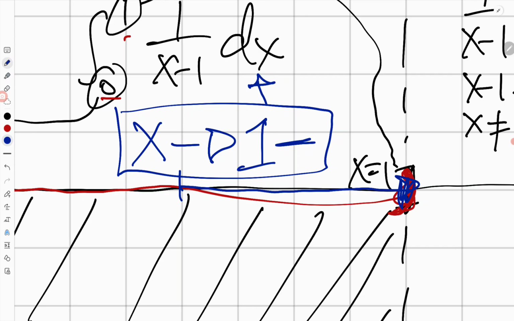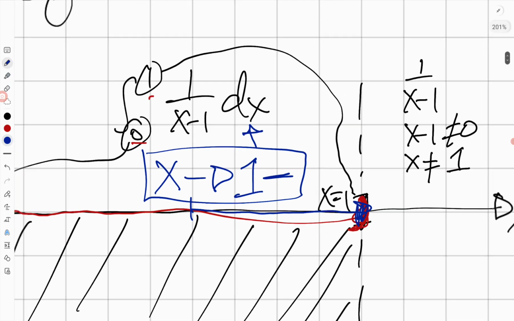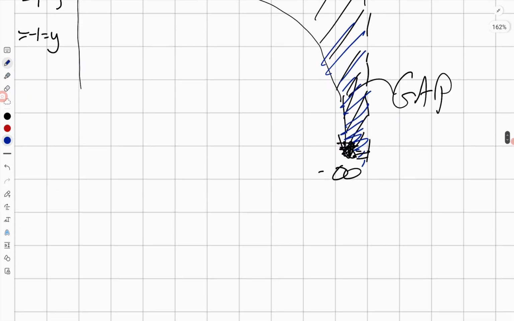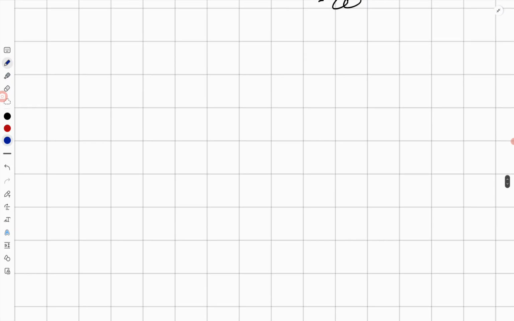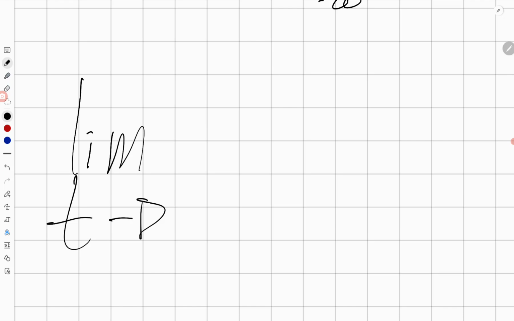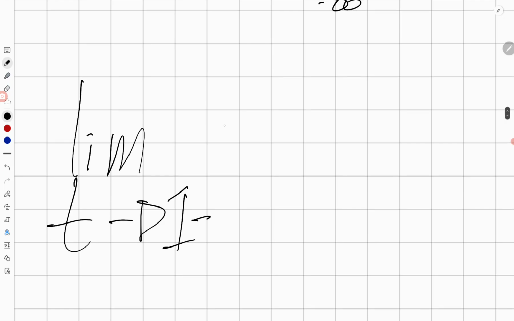The fact that x equals 1 is the vertical asymptote means you can approach x equals 1 but never reach it. Okay. Approaching is not reaching, correct? You can approach something forever without ever reaching it. Okay. So we're going to do the following now. The limit as t, not x, goes to 1 from the left side of this integral.